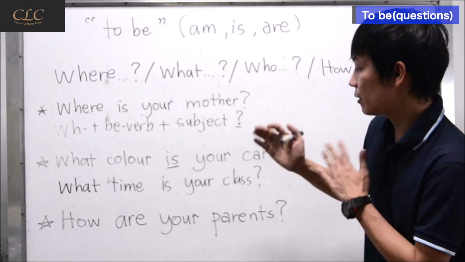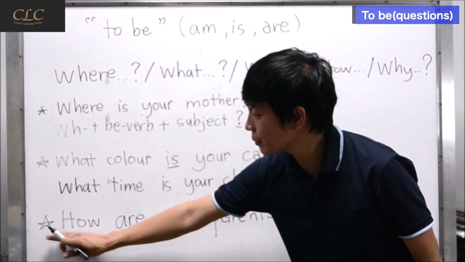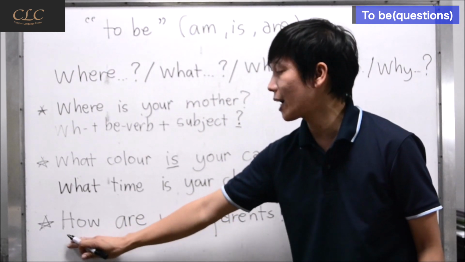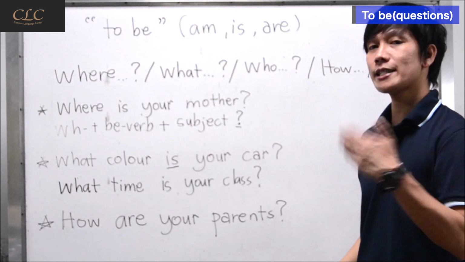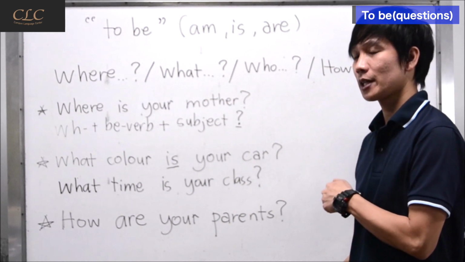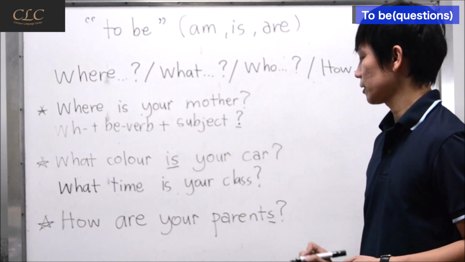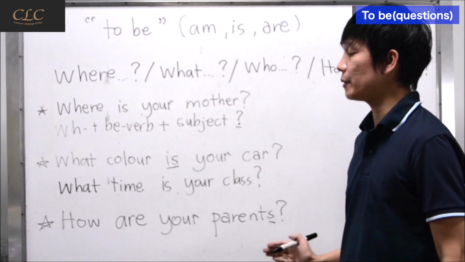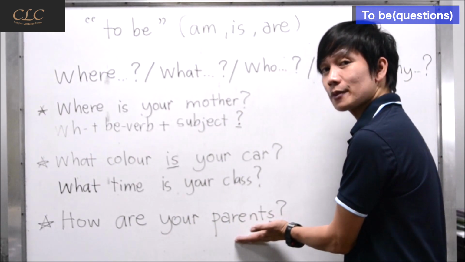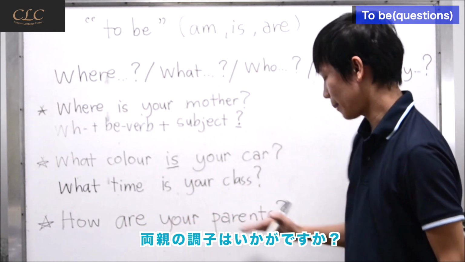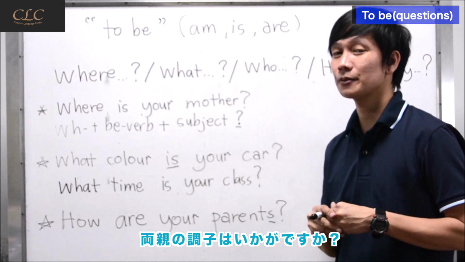Alright, now let's have our last example. We have here the relative pronoun or WH question, how? How are your parents? So what is the subject in this question? The subject is your parents. So we have to use the be verb are because the subject is plural. Okay? How are your parents? How are your parents? Are they well?